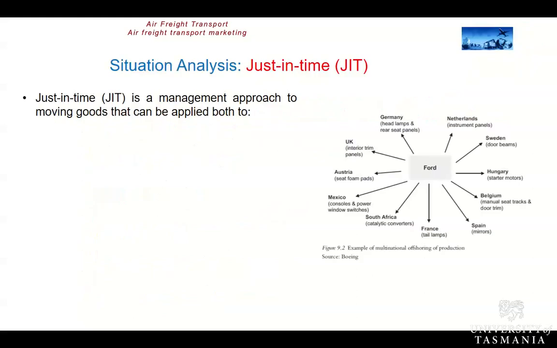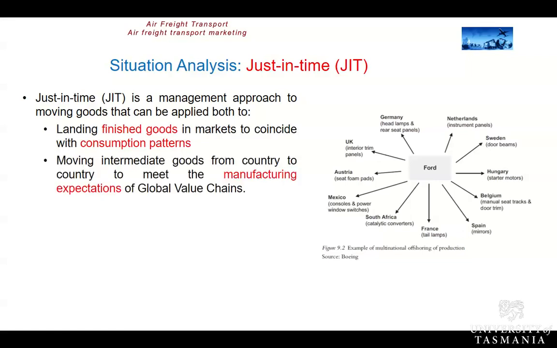I've just pulled one of those out, and that's just in time. So what we're seeing is a movement towards this managerial approach to inventory control, which is just in time. It has been shown to really benefit the air cargo industry. So we've got a global value chain, such as the one that we see here. This is an example of a multinational offshoring of production. So we've got Ford. They've set up a manufacturing facility in Europe. They're able to take advantage of most of the supplies of their products from Europe.